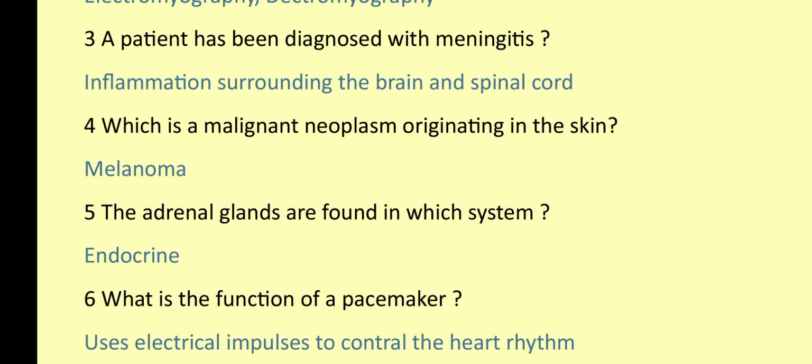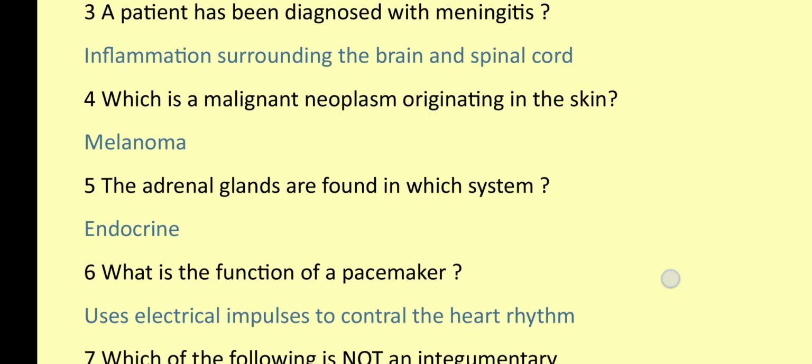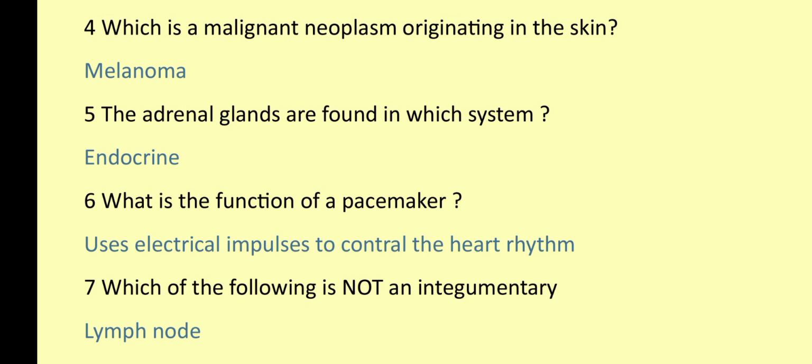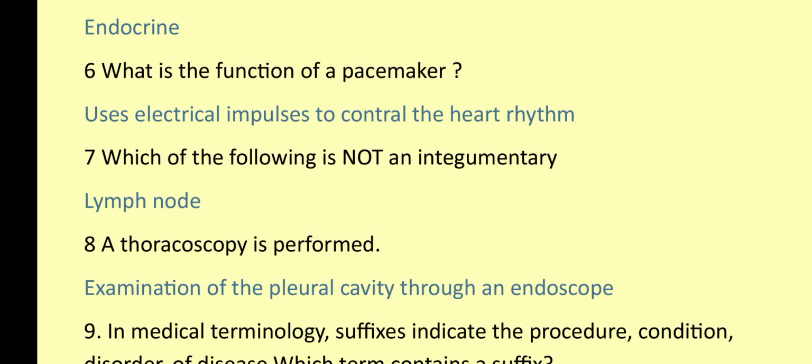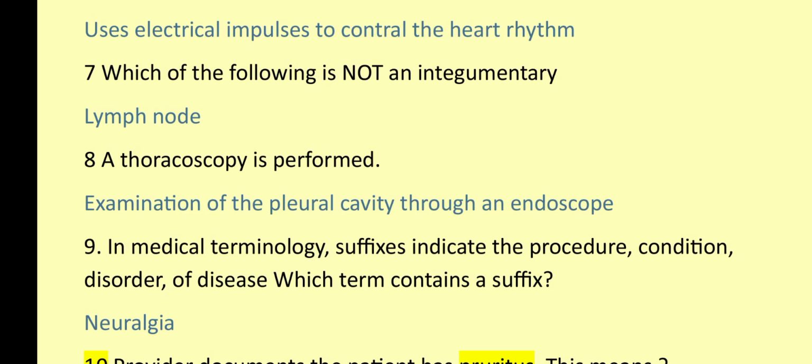4. Which is a malignant neoplasm originating in the skin? Melanoma. 5. The adrenal glands are found in which system? Endocrine. 6. What is the function of a pacemaker? Uses electrical impulses to control the heart rhythm. 7. Which of the following is not an integumentary lymph node? 8. A thoracoscopy is performed. Examination of the pleural cavity through an endoscope.